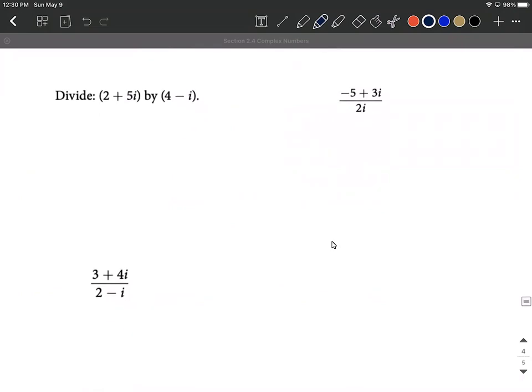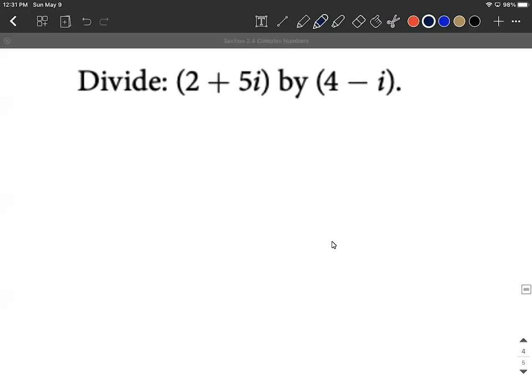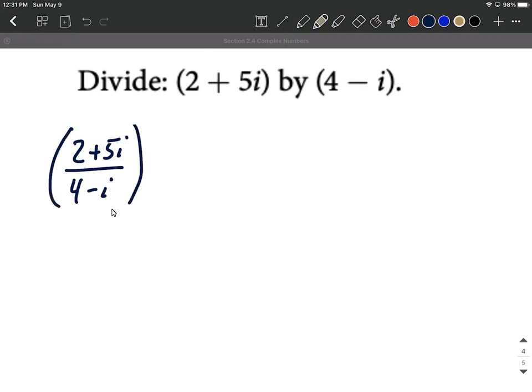We're actually going to go ahead and simplify these down completely doing this division. So on this first one, we have 2 plus 5i divided by 4 minus i. And our goal is to get rid of the i's in the denominator and complete this division. So what we're going to need to do is multiply both numerator and denominator by the complex conjugate of the denominator. So the denominator 4 minus i, conjugate is going to be 4 plus i. Got to use it in both numerator and denominator.